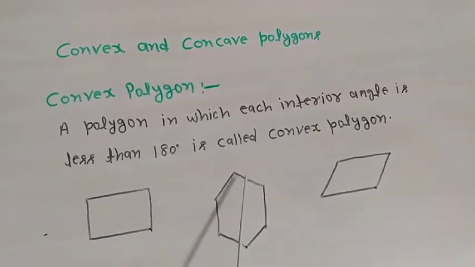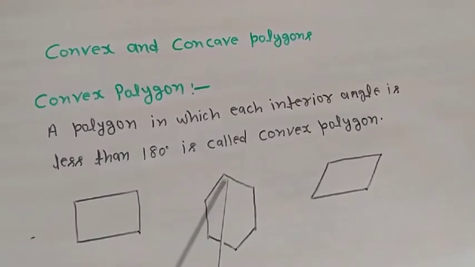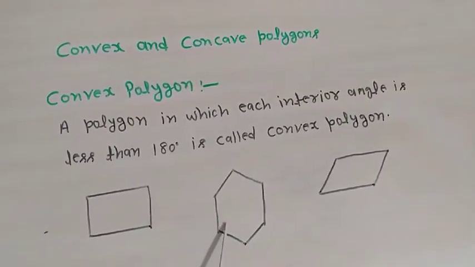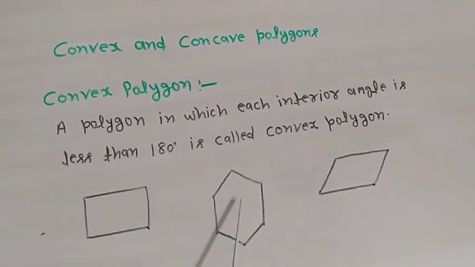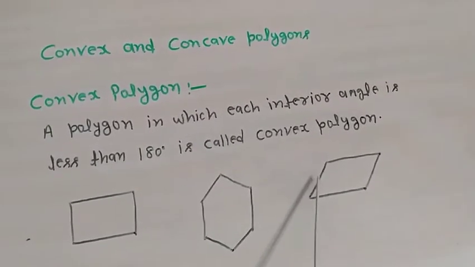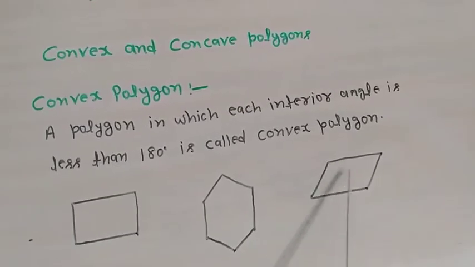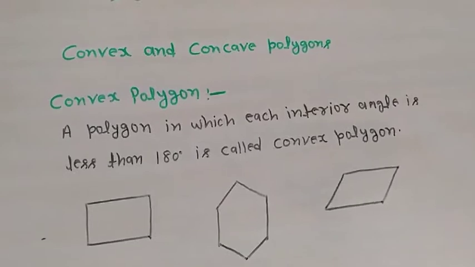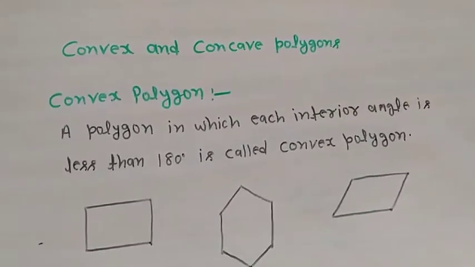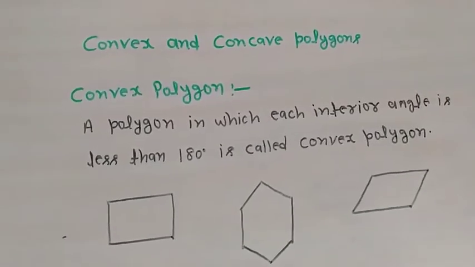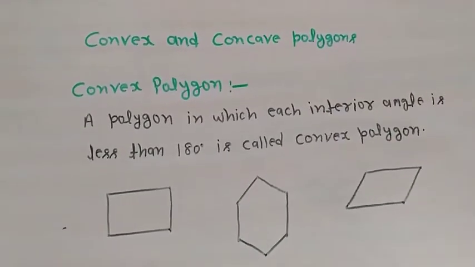And also you can see here, you will know by looking, this is less than 180 degrees, less than 180 degrees. So this is also a convex polygon. Here you can see also less than 180 degrees each angle. So this is a convex polygon.